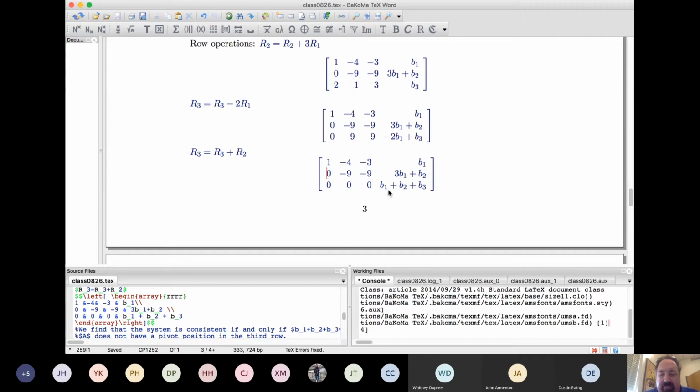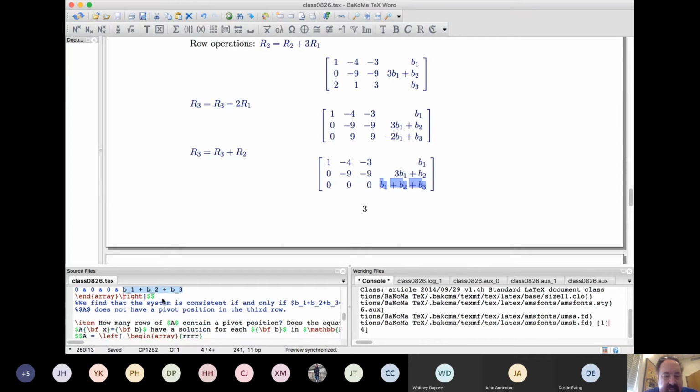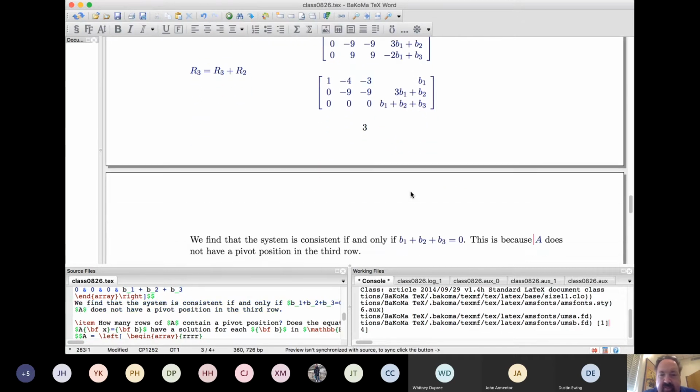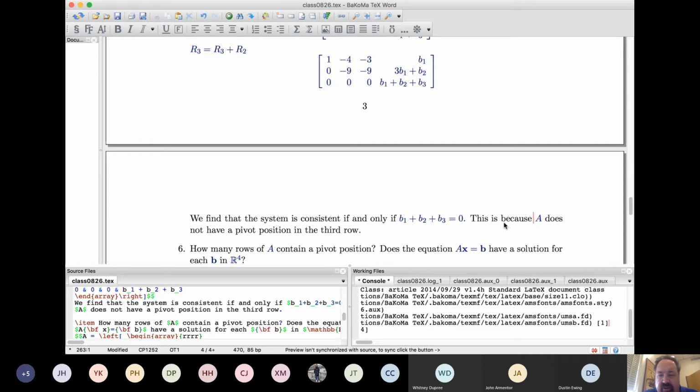Now remember, from the last two problems actually, the system is consistent only if this is 0, because we have all zeros over here. We only have these two pivot positions. The third unknown, x3, would be a free variable. But if this is non-zero, then the system is not consistent. So the only time it's consistent is when whatever you have down here is 0, because there is no pivot position in the third row, only the first two rows.